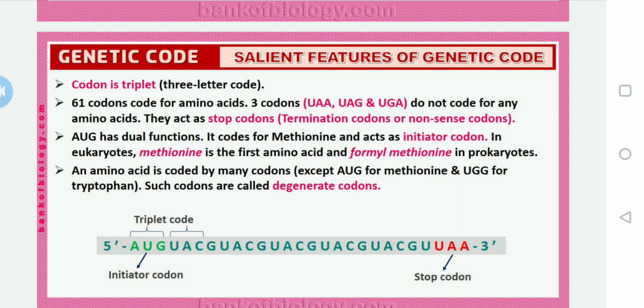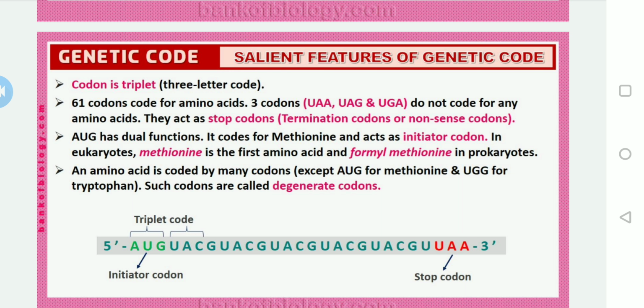There is another very important one, AUG. The AUG codon has a dual function. It codes for methionine and also acts as an initiator codon. So the process of translation is generally initiated by the initiator codon AUG, which codes for the amino acid methionine.